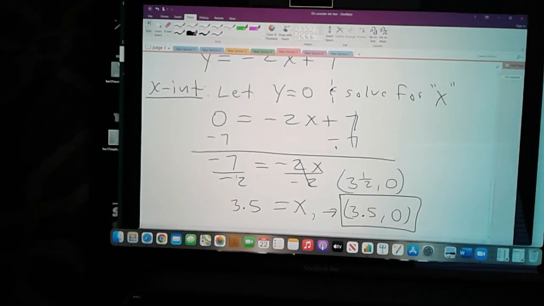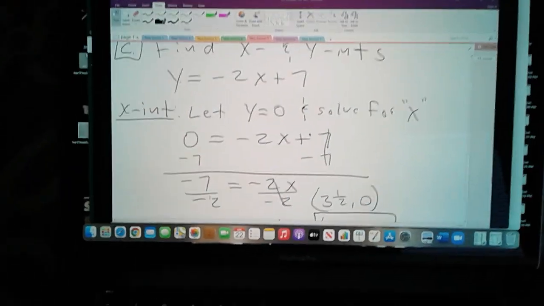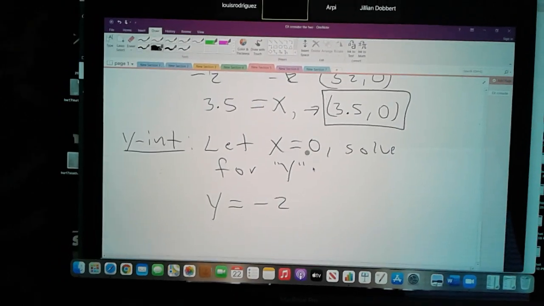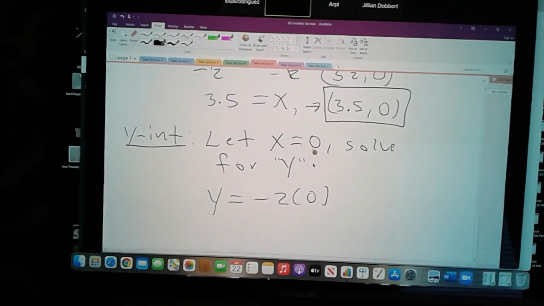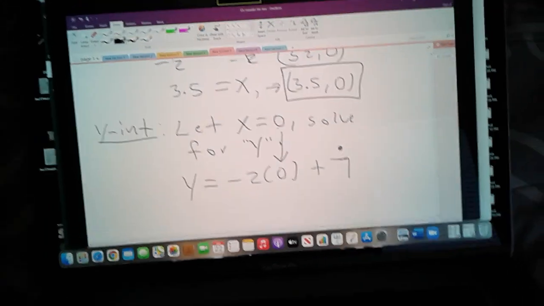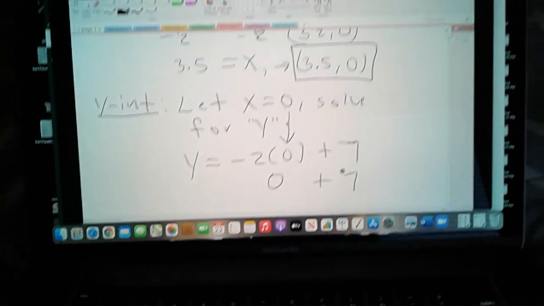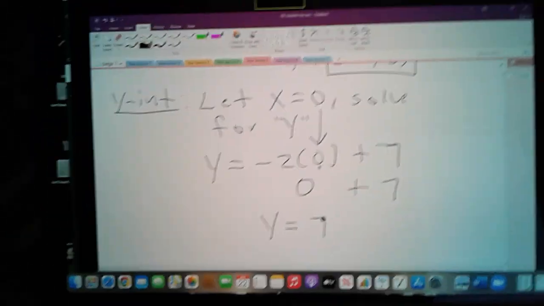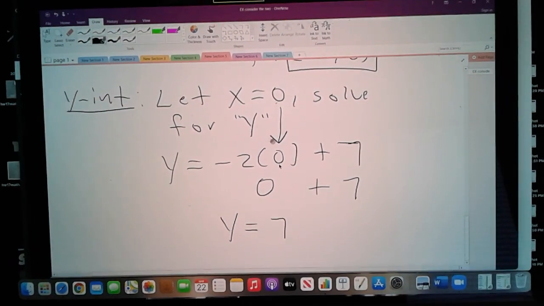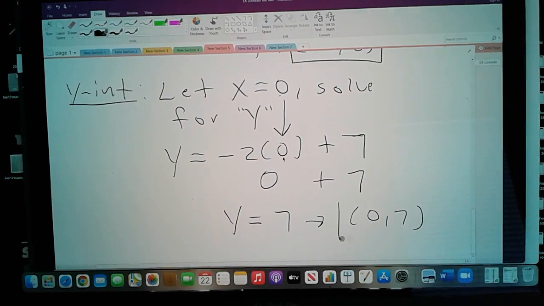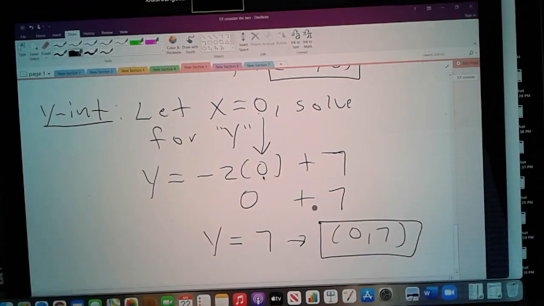So we have our equation, negative 2x plus 7. So I'm going to say y is equal to negative 2x. That's going to be 0 though, right? Plus 7. So negative 2 times 0 is just going to be 0, plus 7. So we get y is equal to 7. So therefore, when x is equal to 0, y is equal to 7. This would be your y-intercept.